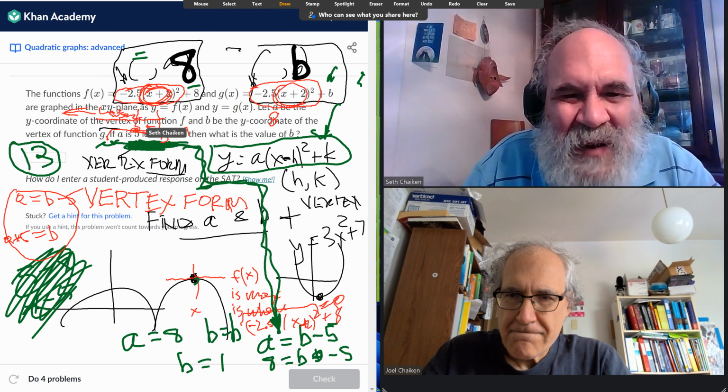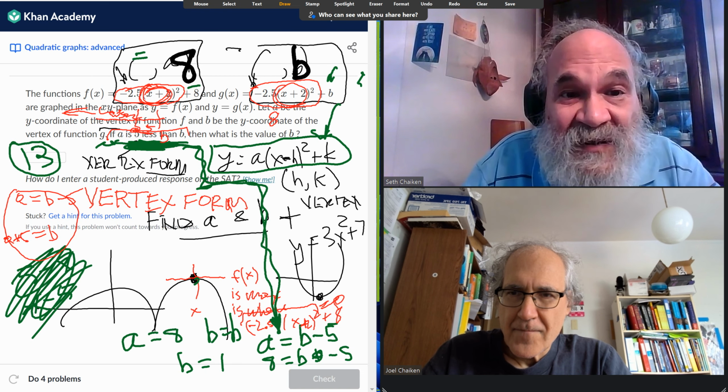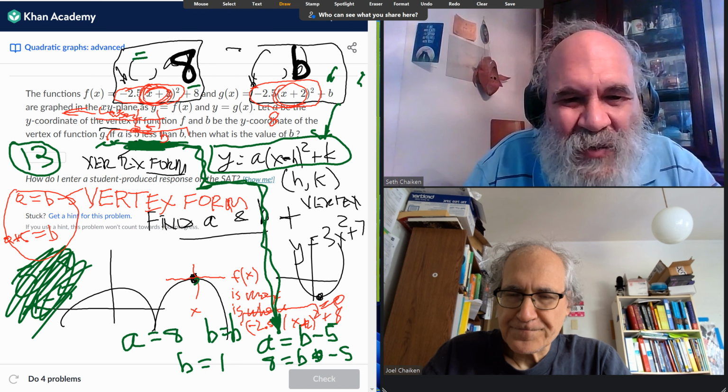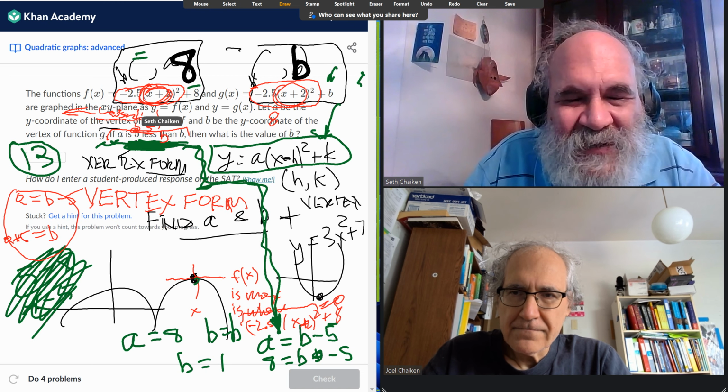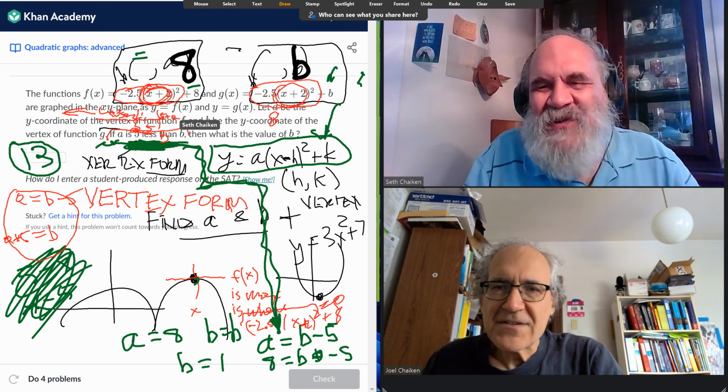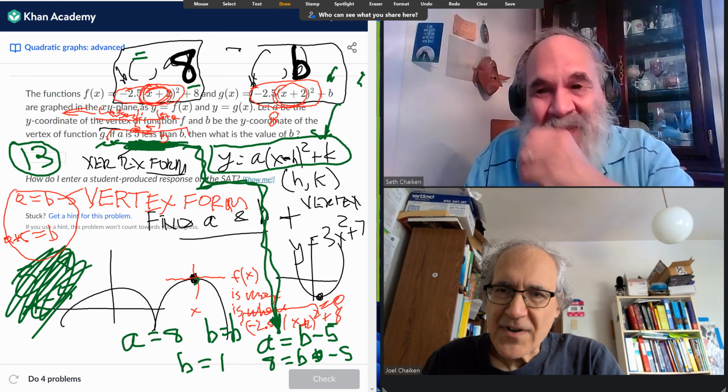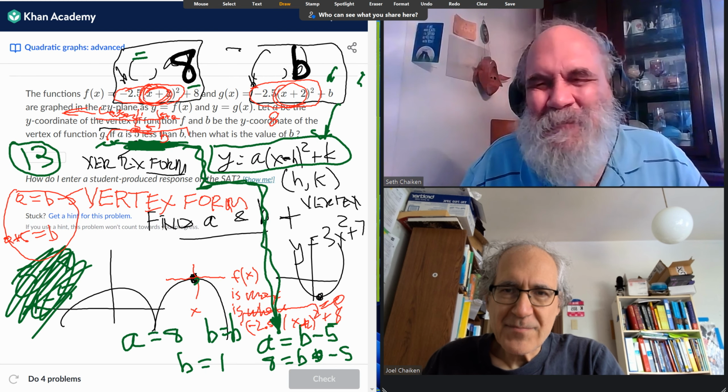Therefore, from the number line, if you know A, you could figure out B. That's a good way of doing it. It's simply 5 plus A. So it's a third approach, a geometric approach. Yeah, that's a really nice approach.